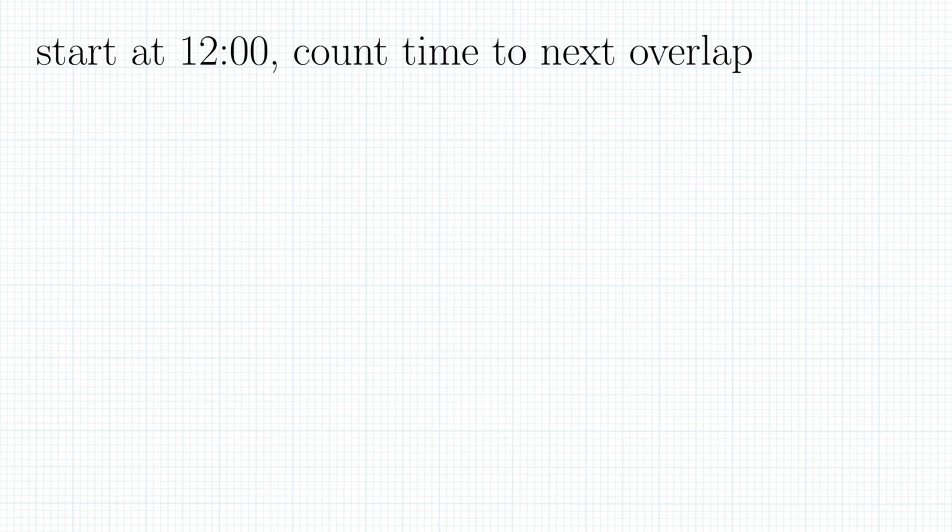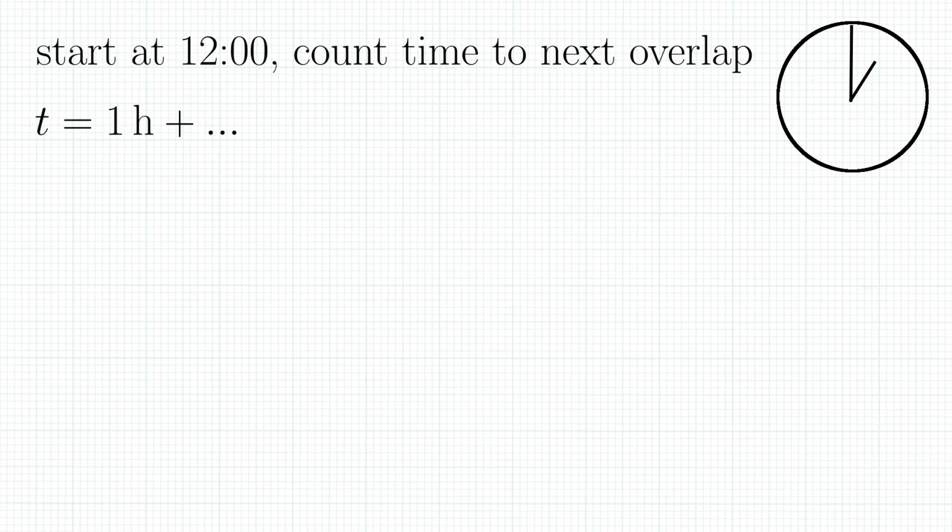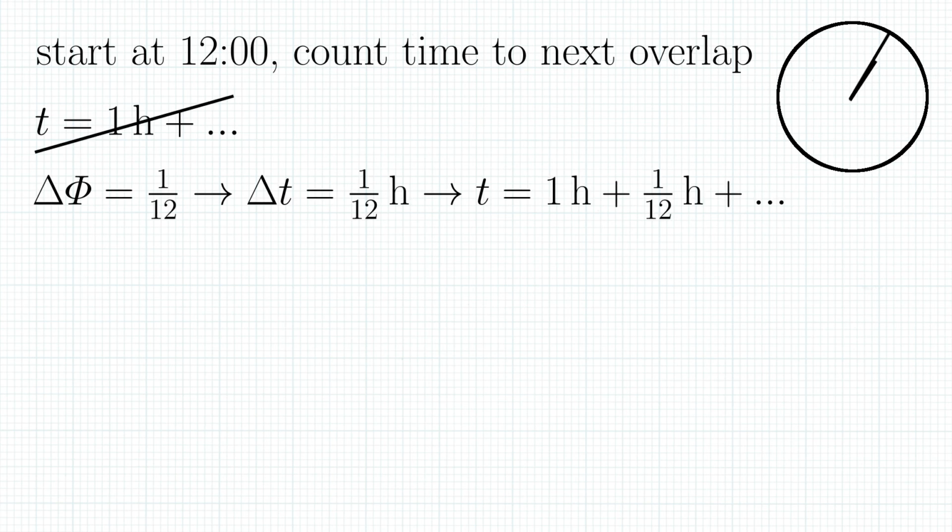Okay, the third method is a little more brute force. I remind you that we imagine our clock starting at 12, and now we're going to count the time to the next overlap. Fast forward 1 hour and the minute hand will be at 12 again, while the hour hand has moved to 1. We note that 1 hour has passed. Now the minute hand needs to catch up, so we allow it to move an angle of delta phi equal to 1 over 12 to get where the hour hand currently is. This takes 1 over 12 hours, and we add that to our time total.